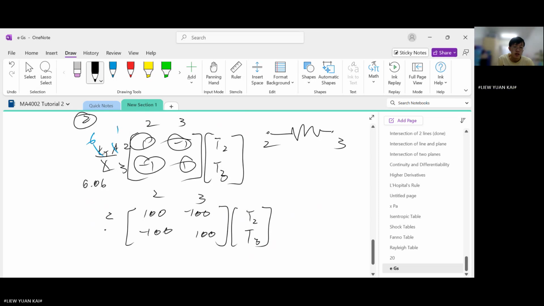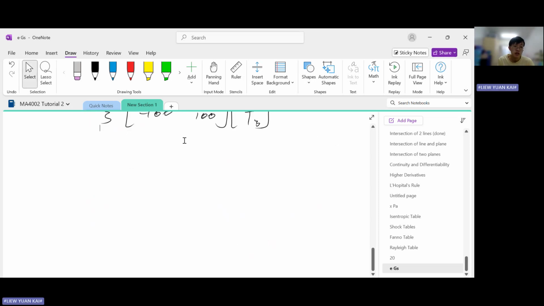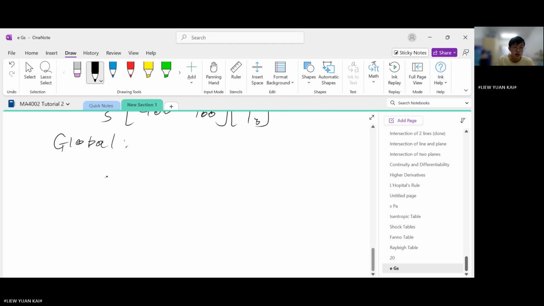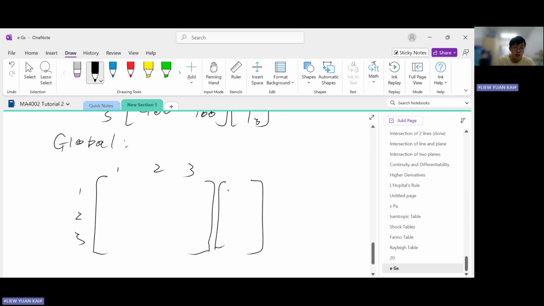Okay. So that's all the elements. We can start to assemble the global equilibrium equation. Since there are 3 nodes, you open a 3 by 3 matrix. 1, 2, 3. 1, 2, 3. Instead of displacement, it will be temperature, T1, T2, T3. And instead of forces, it will be the heat transfer, Q1, Q2, and Q3.